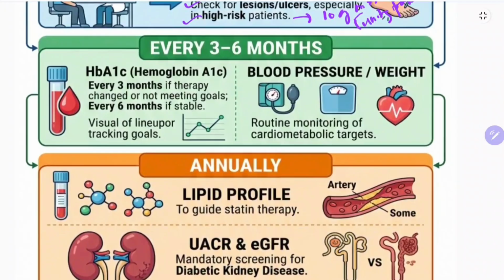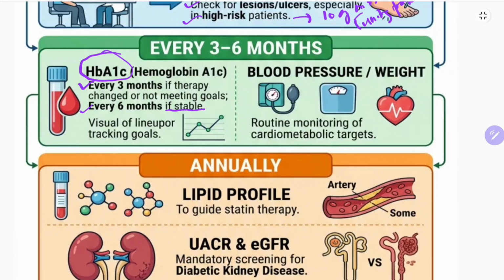Every 3 months you should measure HbA1c of the patient. And if the patient is stable, you can check it every 6 months, meaning if the HbA1c is in the target, then you can check it every 6 months. And every 3 months, if you change the therapy of the patient, or if HbA1c is not at the target, then you should check it every 3 months.